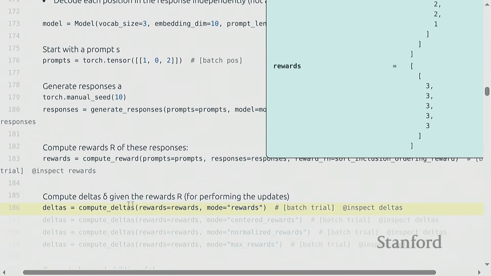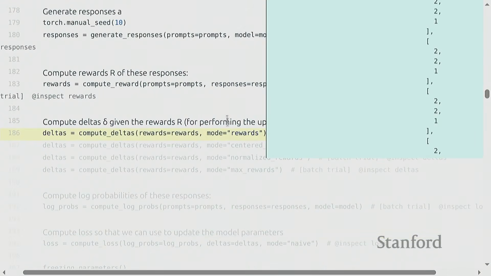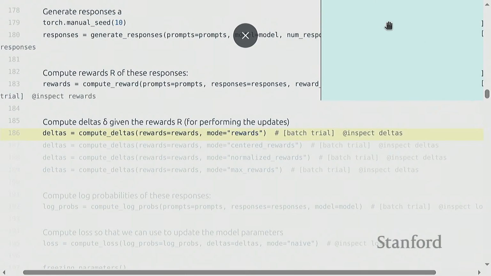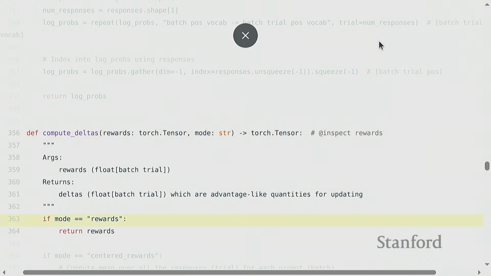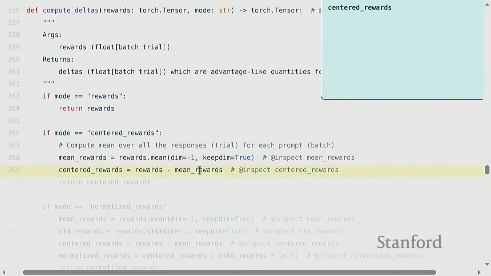There's this function called compute deltas, which takes the rewards and converts them into the delta that I'm going to use for my updates. The framework is that there are many choices here, some of which you'll explore in your assignment. For example, you can just return delta equals the rewards. You can also center the rewards. You compute the mean over all of the responses for each prompt, which is what this is doing, and then you subtract off the mean. That gives you centered rewards.